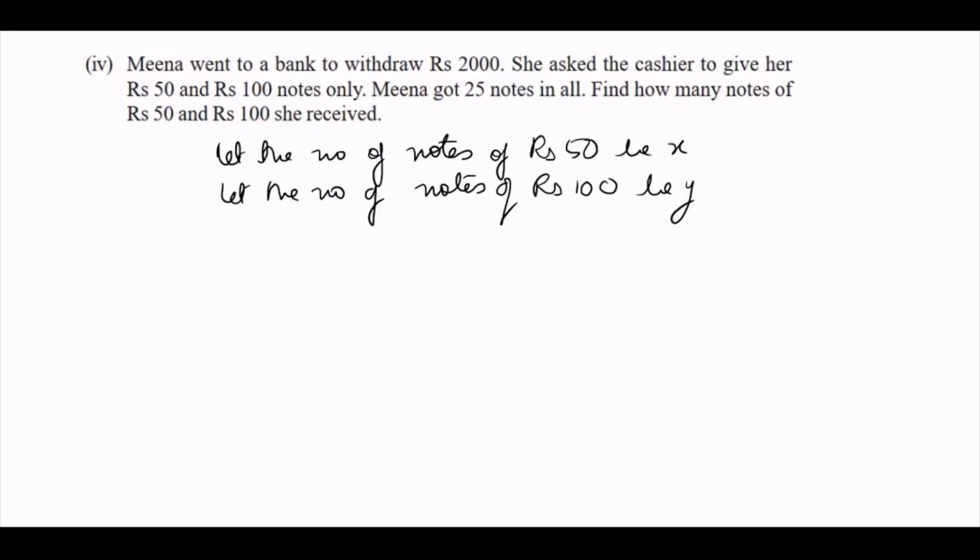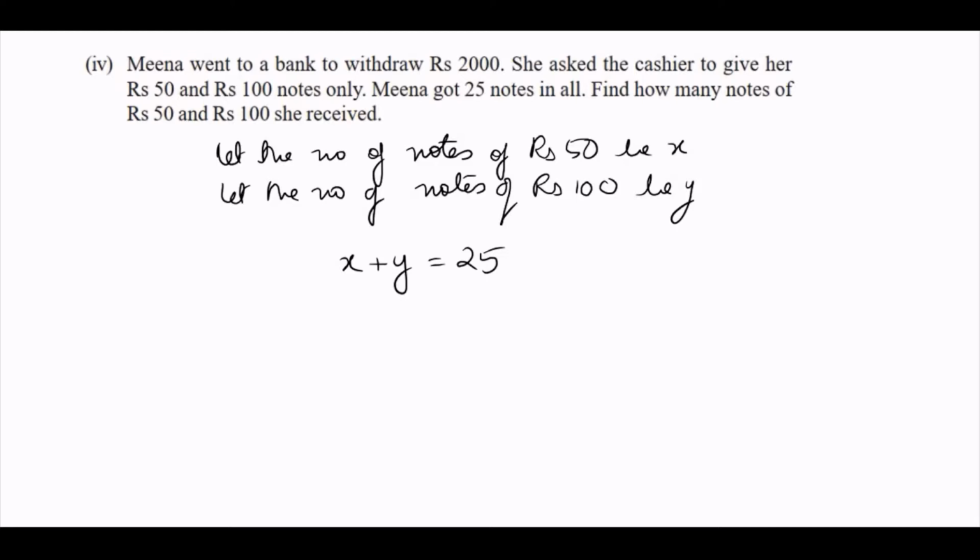Here it's given Meena got 25 notes in all. The number of notes of rupees 50 plus the number of notes of rupees 100 is equal to 25. That is, she got in total 25 notes. So the number of notes of rupees 50 is x and the number of notes of rupees 100 is y. So x plus y is equal to 25. That is the first equation.